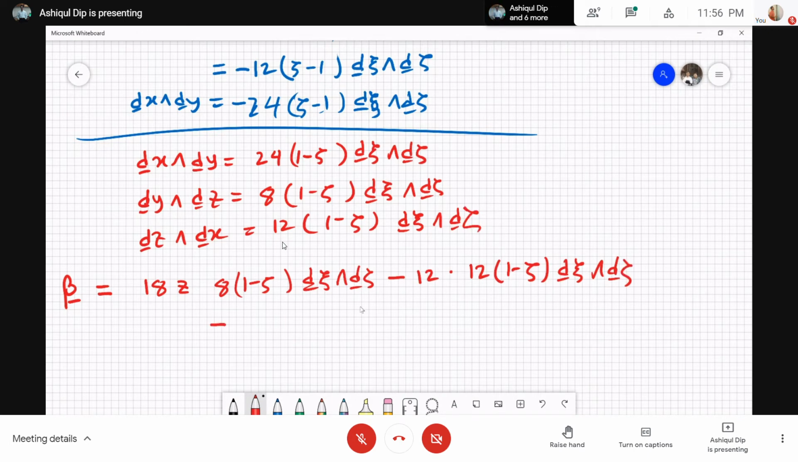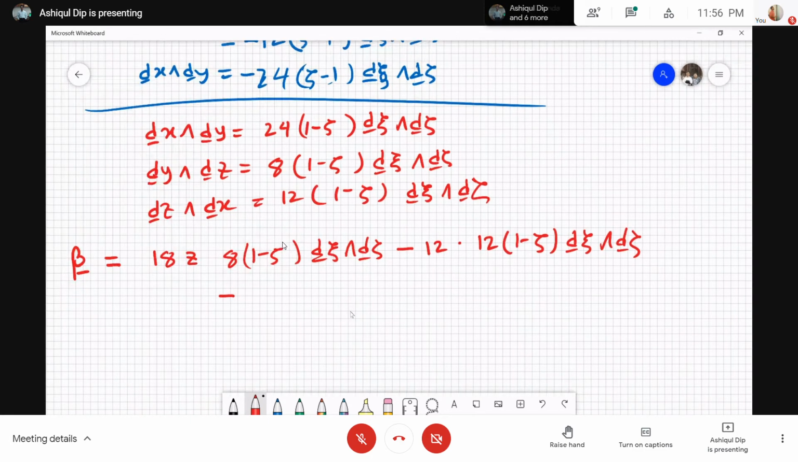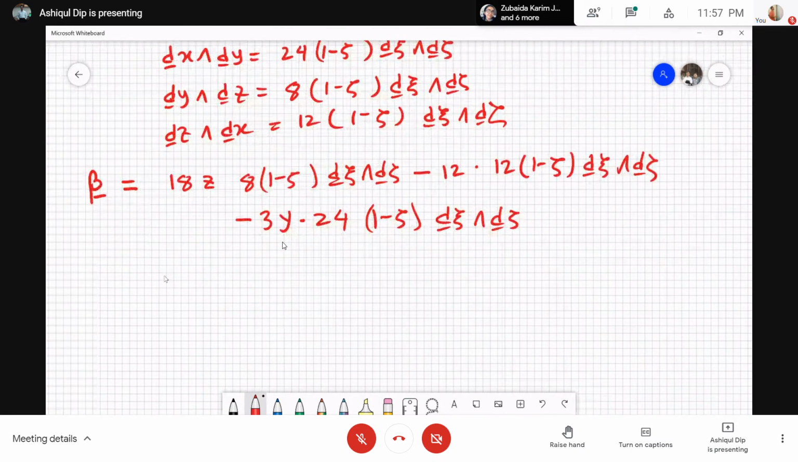Then it's 3y. Dx wedge dy. What is that? It is 24 times (1 minus zeta) d xi wedge d zeta, right? So you can see, we can factor out all those d xi wedge d zeta.